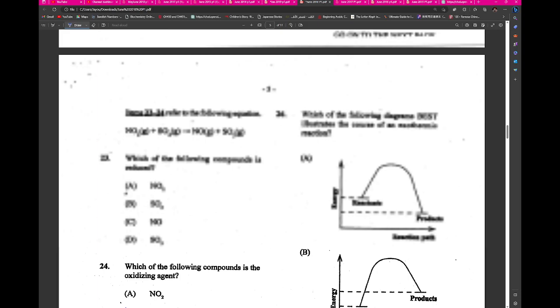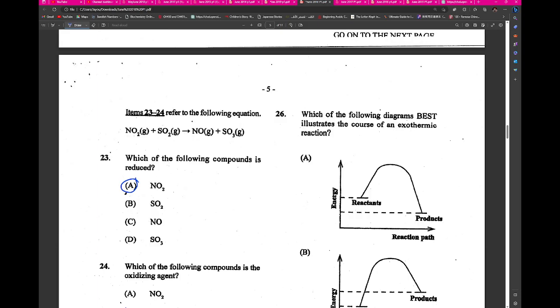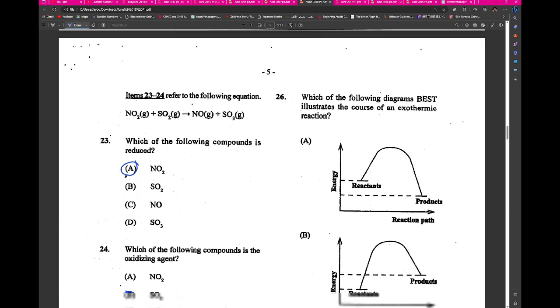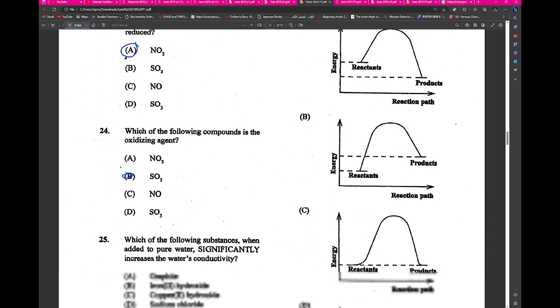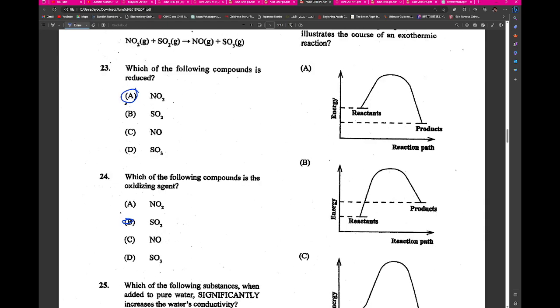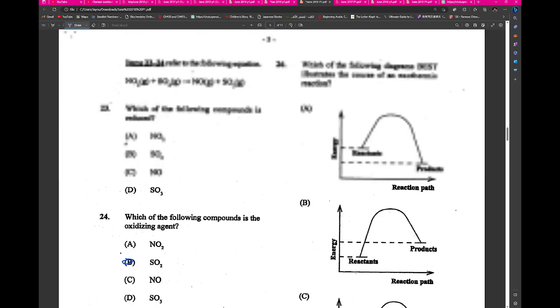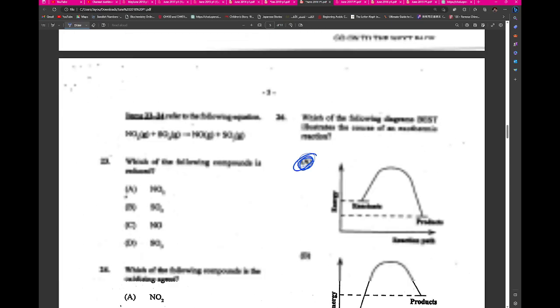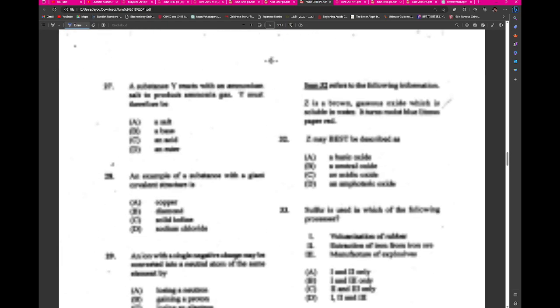Which of the following diagrams best illustrates the course of an exothermic reaction? Right? It should be A. In exothermic reactions the products are lower than the reactants because it releases energy. Alright, let's look at this now.